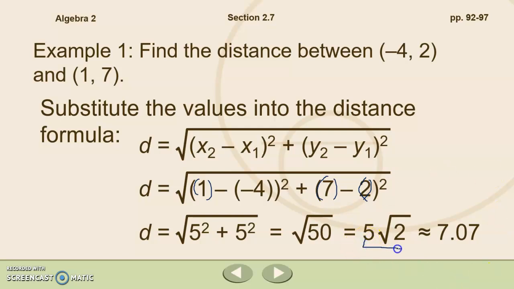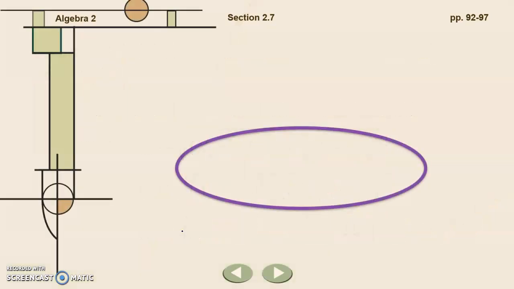7.07. I'm not sure if you remember how to simplify your radicals. So if you're looking at this and you don't know how we got to that, please make a note in your notes and remember to ask me next class, and we'll go over simplifying radicals.